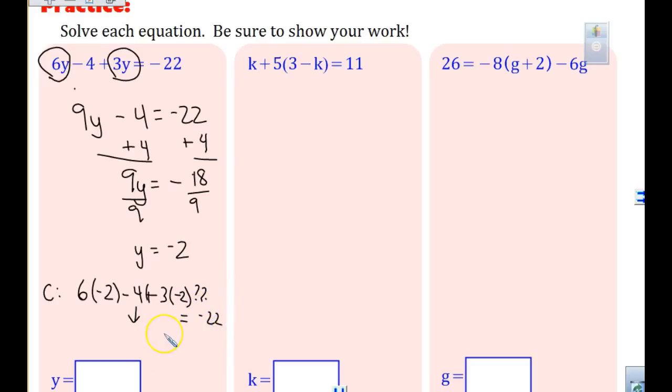When you plug it in, what did you find? Negative 12 minus 4 plus a negative 6. Does it equal negative 22? Correct. What'd you find? It does. It came out to be negative 22. And negative 12 minus 4 minus 6, this does come out to be a negative 22. Our answer is this, what we want to circle.